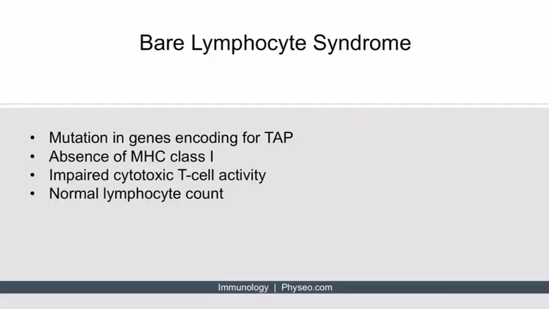A high-yield disorder to be familiar with that's associated with MHC1 is Bare lymphocyte syndrome. In this condition, there is a mutation in the genes encoding for TAP. As we just learned, TAP is necessary for MHC1 expression, so this results in an absence of MHC class 1. Because MHC1 interacts directly with CD8 positive cytotoxic T cells, this results in impaired cytotoxic T cell activity. Finally, the lymphocyte count is normal, and this is important because it helps distinguish it from other immunodeficiencies.